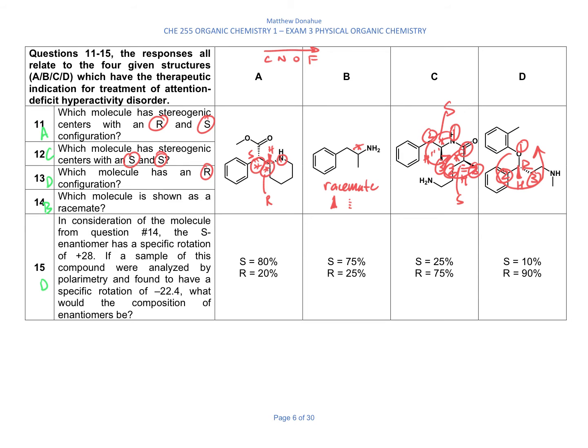So again, you can use a little bit of logic when you're going through these if the setup of the questions will allow for that. So 15, in consideration of the molecule from question 14, which is the racemate.